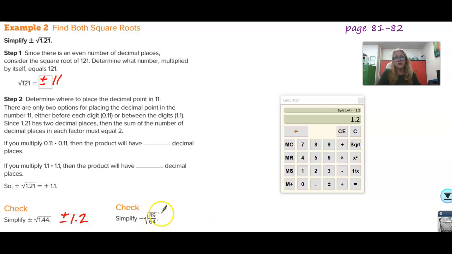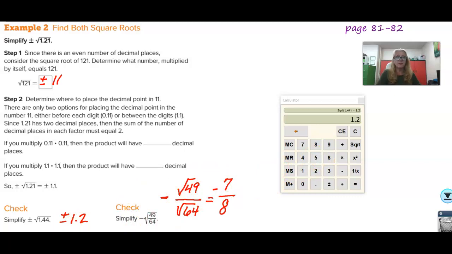Now this one's a little bit interesting. When you have a fraction like this, you can do it this way. You can do the square root of 49 over the square root of 64. And notice that it has a negative sign out here, so it wants the opposite. Well, the square root of 49, I know off the top of my head, is 7. And the square root of 64 is 8. And so the answer is negative 7/8.